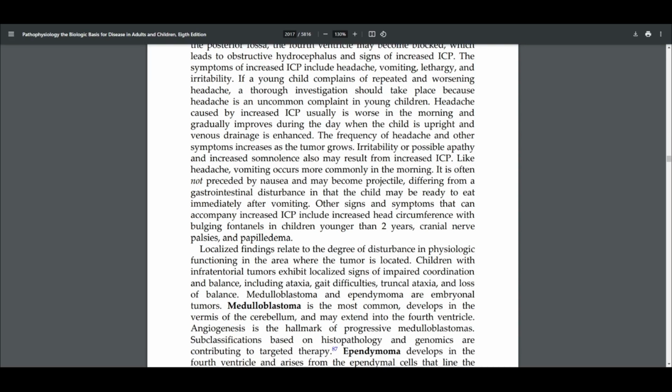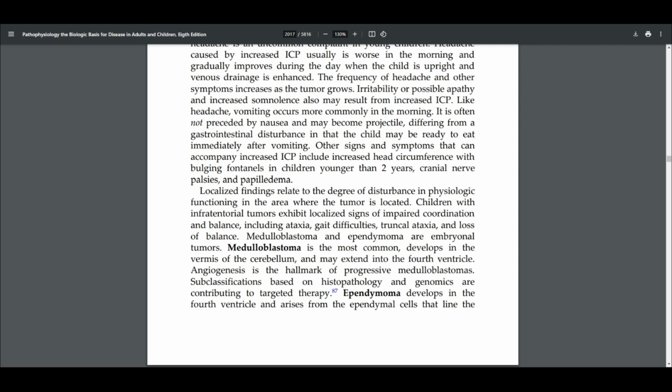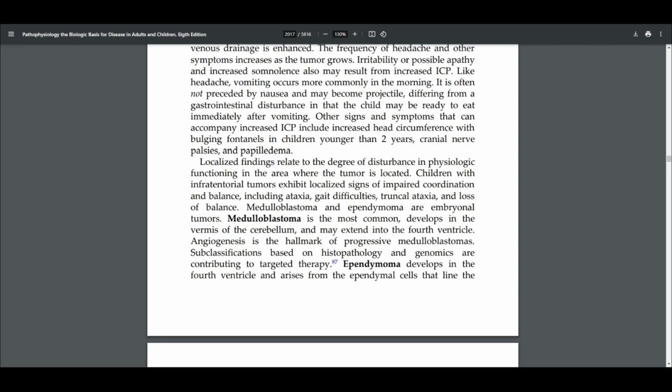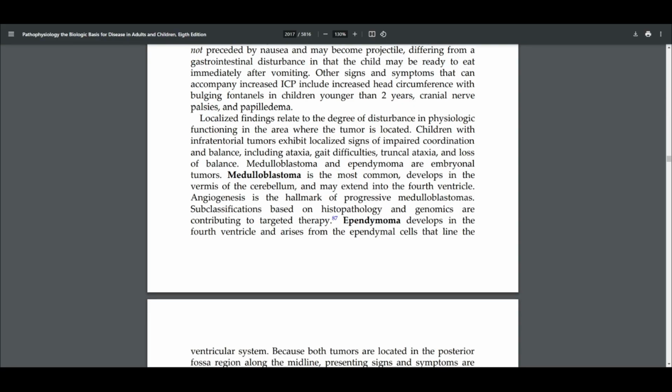Like headache, vomiting occurs more commonly in the morning. It is often not preceded by nausea and may become projectile. Differing from a gastrointestinal disturbance, the child may be ready to eat immediately after vomiting. Other signs and symptoms that can accompany increased ICP include increased head circumference with bulging fontanelles in children younger than 2 years of age, cranial nerve palsies, and papilledema.